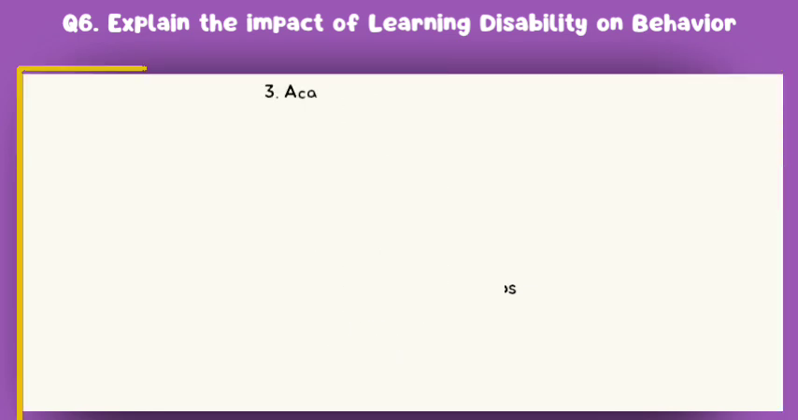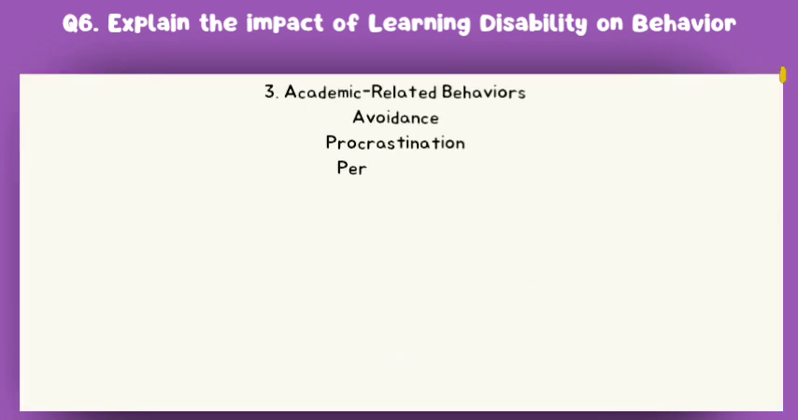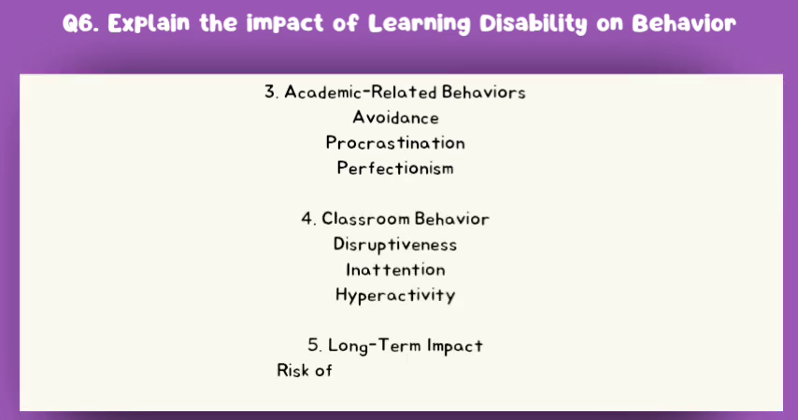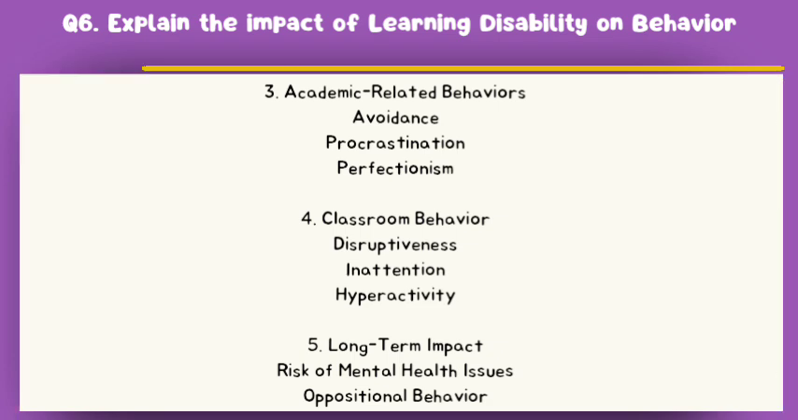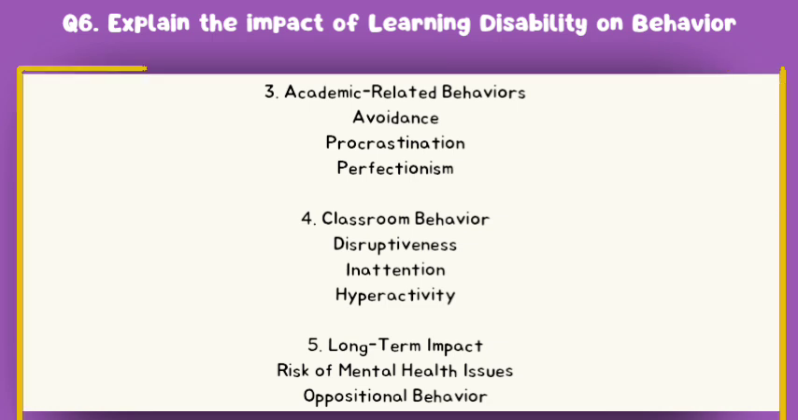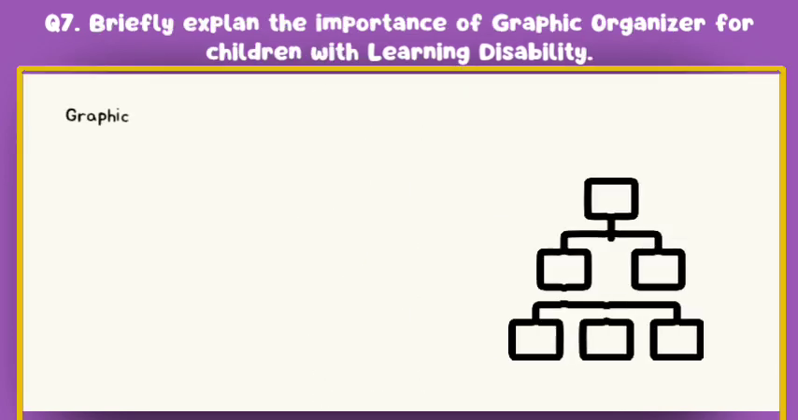The next is academic related behavior, such as avoidance, procrastination, perfectionism. That means they refuse to do homework, they delay the tasks due to fear of failure. The next is classroom behavior, like disruptive behavior, inattentiveness, hyperactivity. They can act out to divert attention from academic struggles. So this can be the classroom behavior. The last one is long term impact. It can also have a long term impact, like risks of mental health issues such as depression or chronic anxiety. Now let's see the next question.